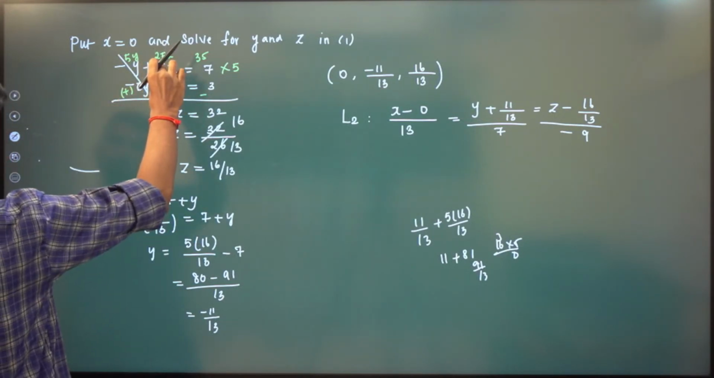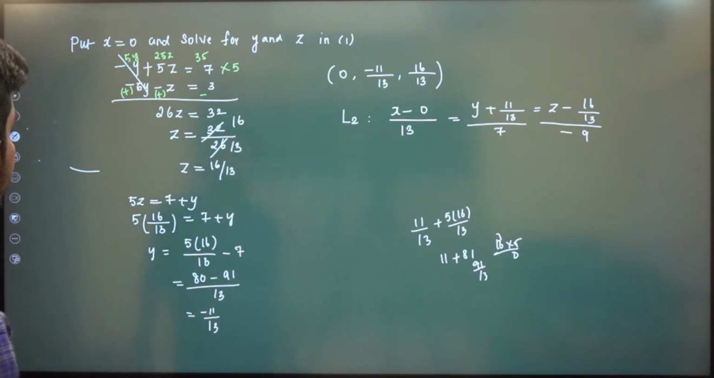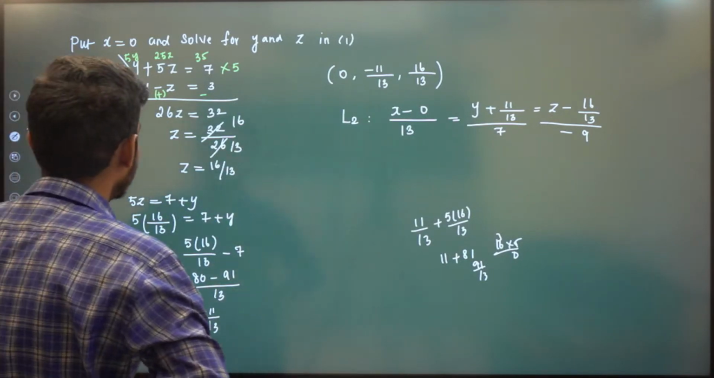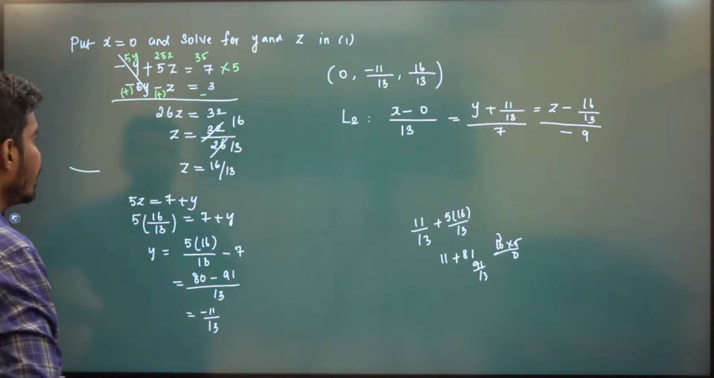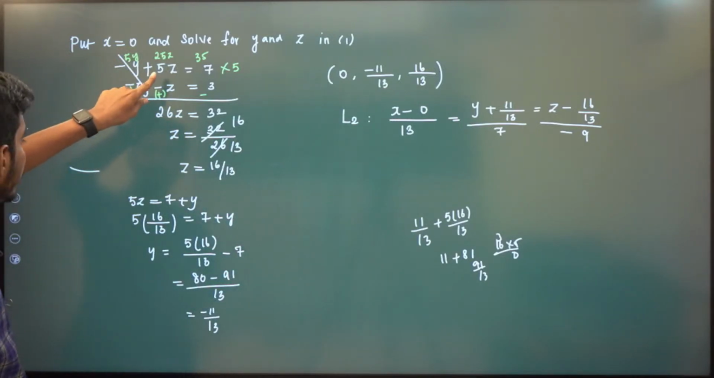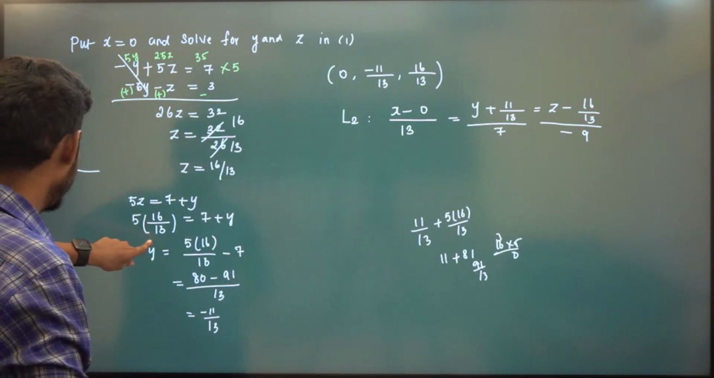This will be 25 plus 1 is 26, is it? 35 minus 3 is 32. So we have z is equal to 32 by 26. So 2 16s are 32, 2 13s are 26. That is 16 by 13. And from here we have 5z is 7 plus 5. So z is 16 by 13.